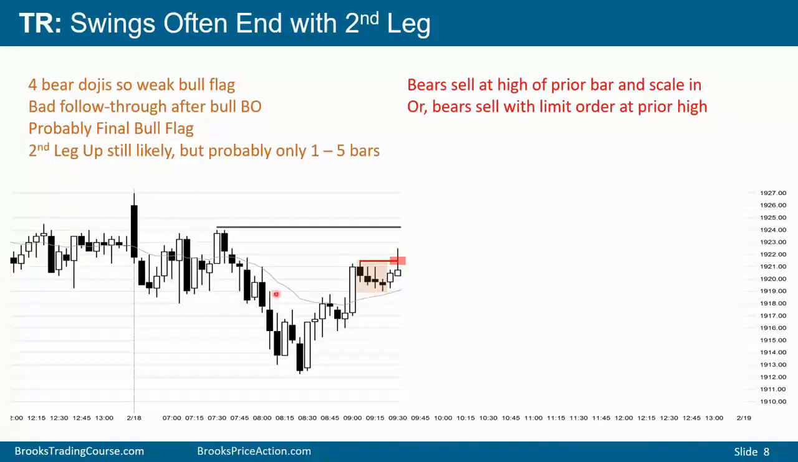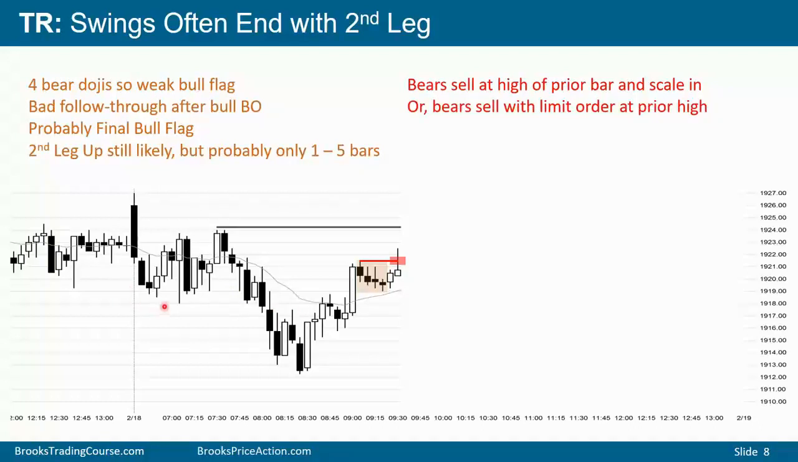And because of that, and because of all the trading range price action, bears will place a limit order to sell at the high of that bar. They'll scale in higher. Their stop is above the top of the most recent major lower high. Remember, bulls made money buying that low. Bears made money selling that high.